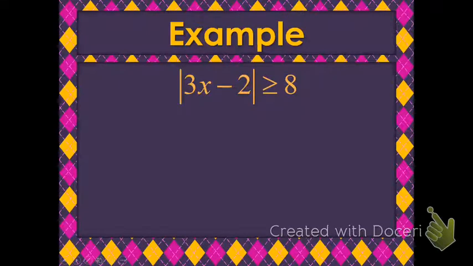Let's take a look at an example. We have a greater than or equal to sign, so this means we want our expression, 3x minus 2, to be more than 8 spaces away from 0 on the number line. So that means the 3x minus 2 is either to the left of -8, so less than or equal to -8, or it's to the right of +8, so it's greater than or equal to +8. And then we'll solve both of them just like we usually would with inverse operations.